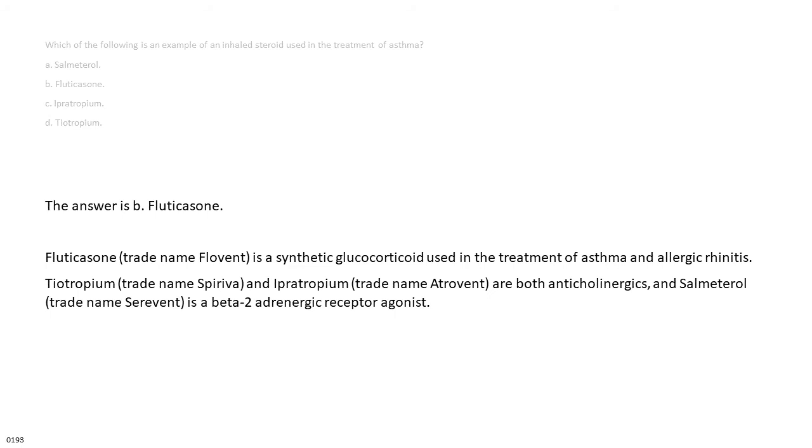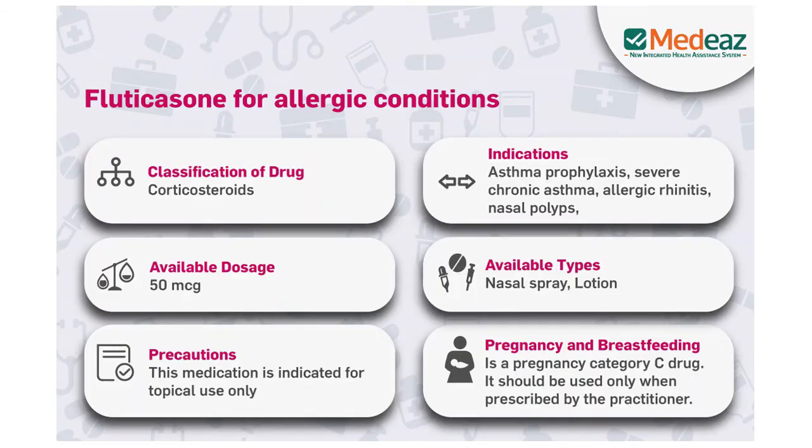The answer is B. Fluticasone. Fluticasone, trade name Flovent, is a synthetic glucocorticoid used in the treatment of asthma and allergic rhinitis. Tiotropium, trade name Spiriva, and ipratropium, trade name Atrovent, are both anticholinergics, and salmeterol, trade name Serevent, is a beta-2 adrenergic receptor agonist.